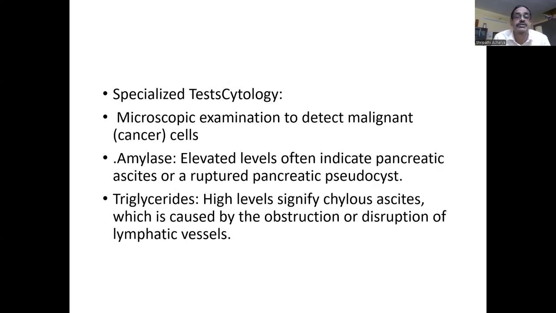Specialized tests. Cytology: microscopic examination to detect malignant or cancer cells. Amylase: elevated levels often indicate pancreatic ascites or a ruptured pancreatic pseudocyst. Triglycerides: high levels signify chylous ascites, which is caused by the obstruction or disruption of lymphatic vessels.